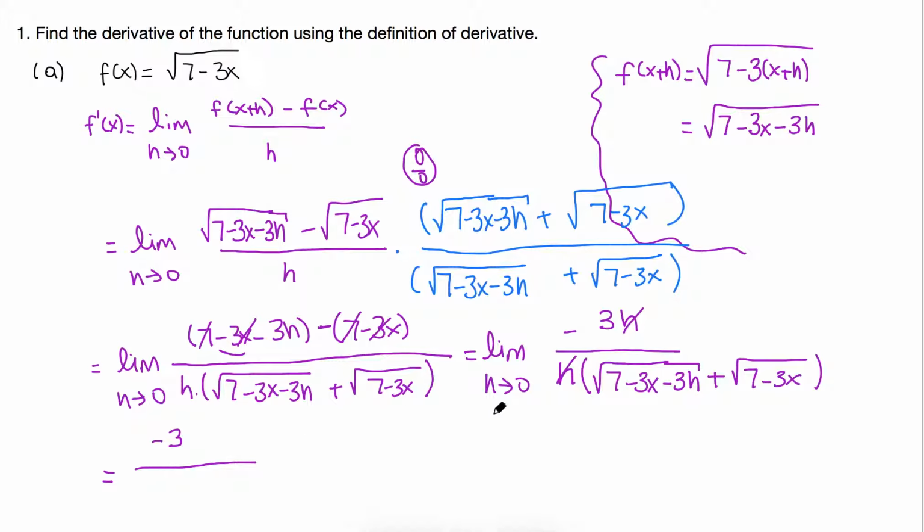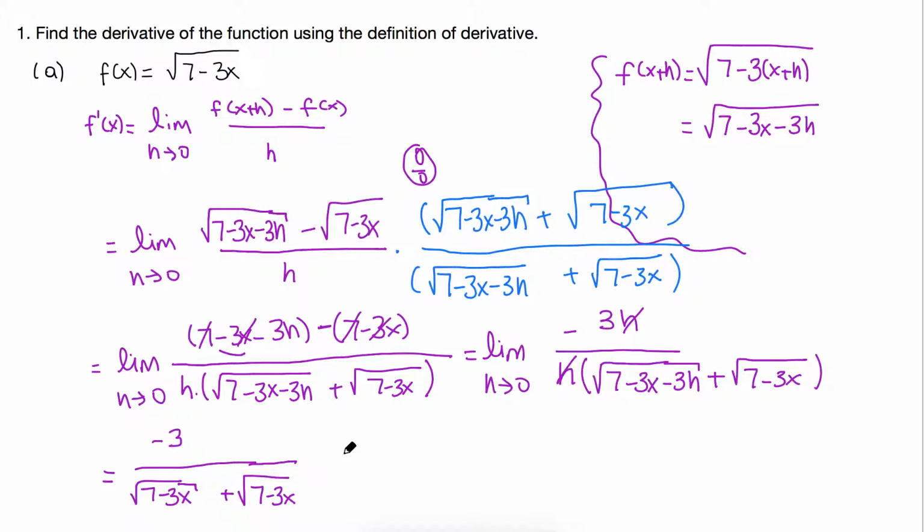over the square root of 7 minus 3x minus 3h, but h is 0, so that's minus 0, so I don't have to write that, plus, there's no h here, so this part will be carried, 7 minus 3x.